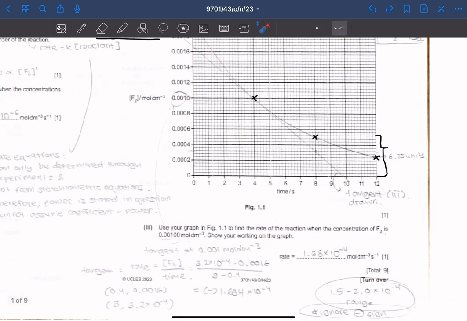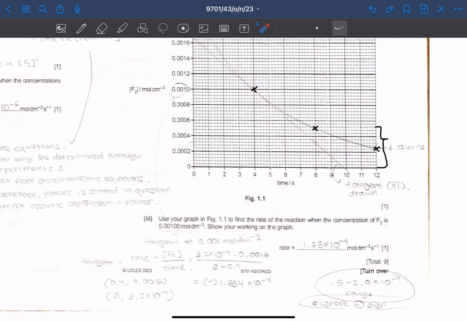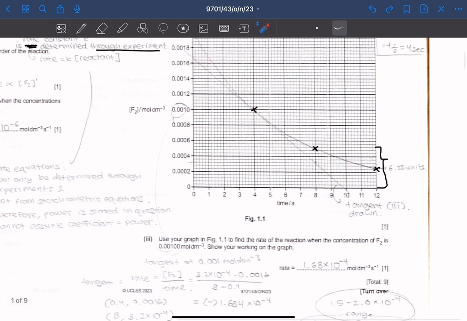Then question i: use your graph in figure 1.1 to find the rate of reaction when the concentration of F2 is 0.001 mole per dm cube. Show your working on the graph. To answer this question, because it says use your graph in figure 1.1, we are required to draw a tangent to get the 1 mark. So we have to draw a tangent at the F2 concentration of 0.001, roughly a tangent that has equal sides here.